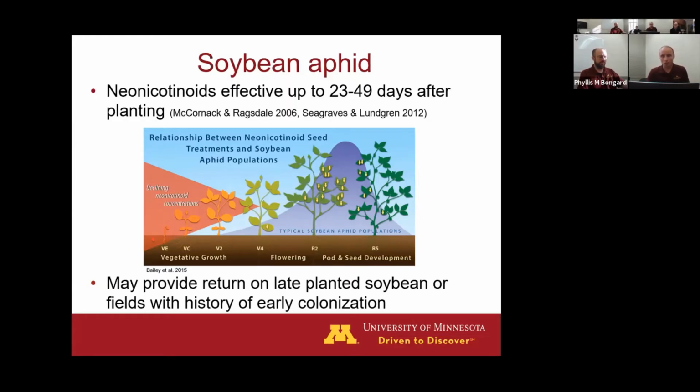Those situations could be if you have later planted soybean. Think about a situation, maybe soybeans being planted after peas in southern Minnesota, which would essentially be pushing the red triangle farther into that purple bell-shaped curve where the aphids are occurring. So you'd actually have higher concentrations when the aphids are appearing on those plants and likely getting some control.